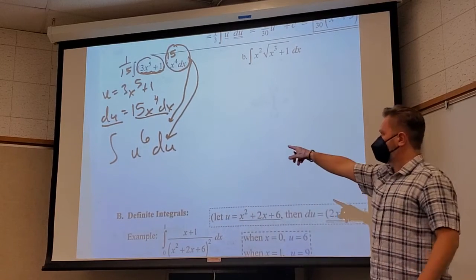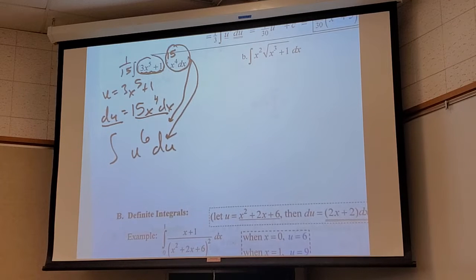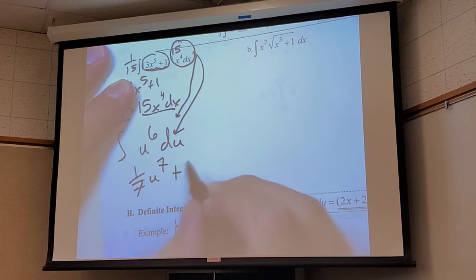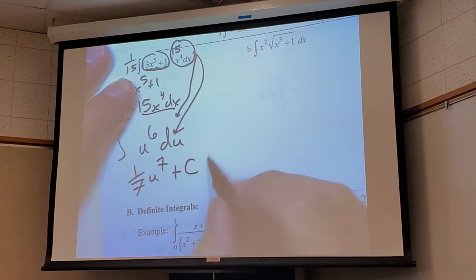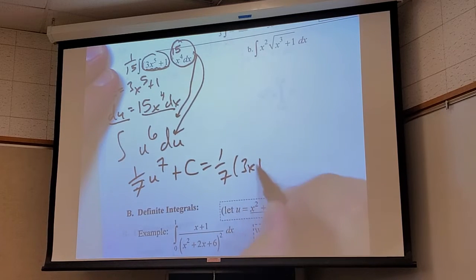And is that integral we're now looking at difficult? No. What is the integral of u to the 6th du? 1/7 u to the 6th. Yeah. Plus C. And then what was u? 3x to the 5th plus 1.